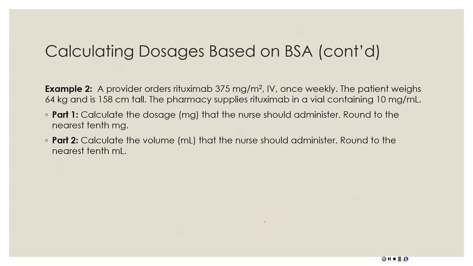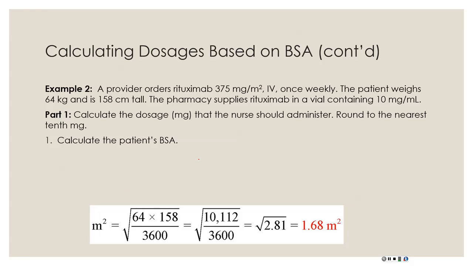So again, we know we need to figure out how many meters squared because our provider has told us in this problem that we're going to give 375 milligrams per meter squared. But our provider did not tell us how many meters squared the client is. However, we know this information of kilograms and centimeters, so we know that we'll be able to figure that out. All right, so again, our calculation for body surface area is right here.